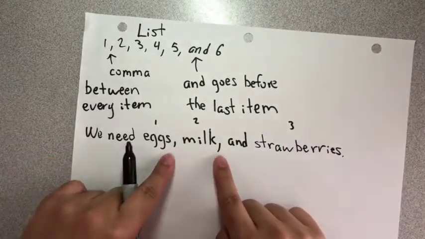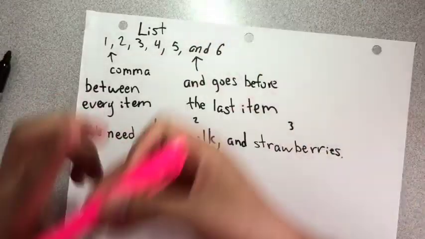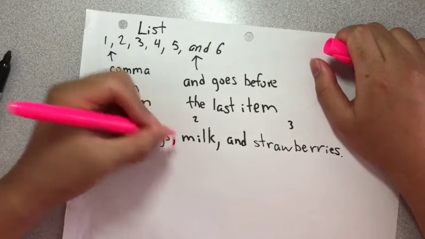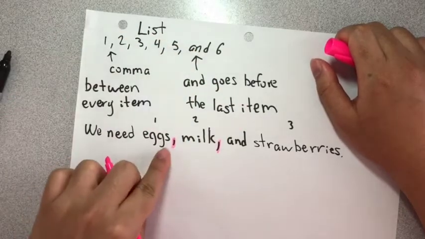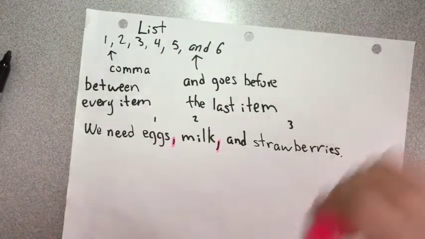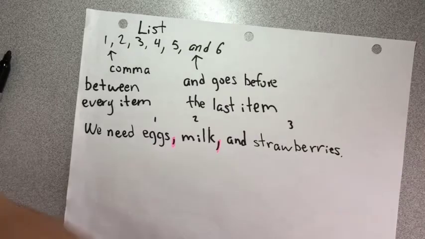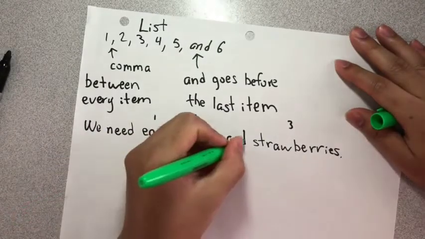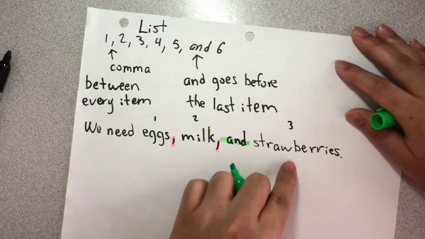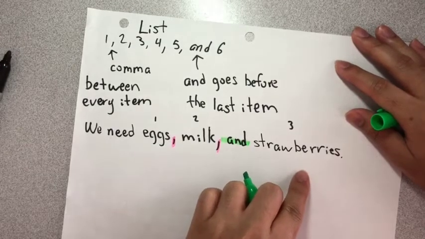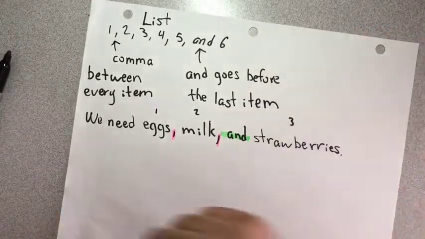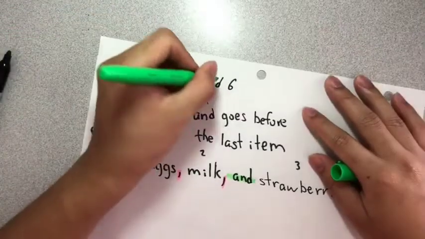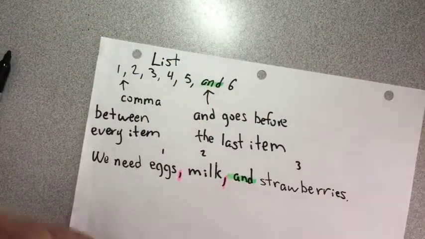Between every item is a comma. Comma, comma. See? Between every item, there's a comma. Before the last word, there's the word and. So before strawberries, which is the last item, we have the word and. That is how you make a list.